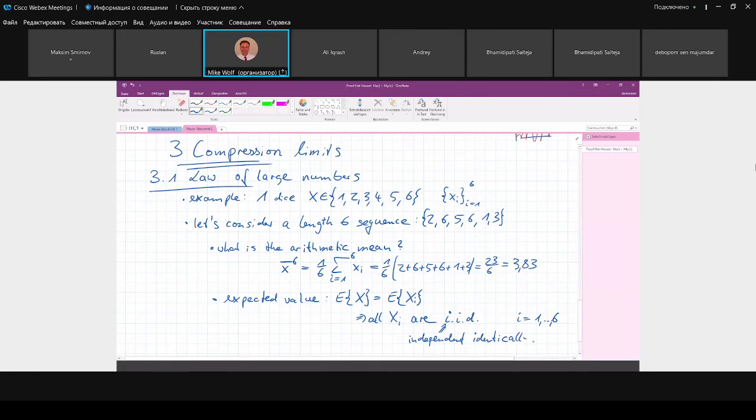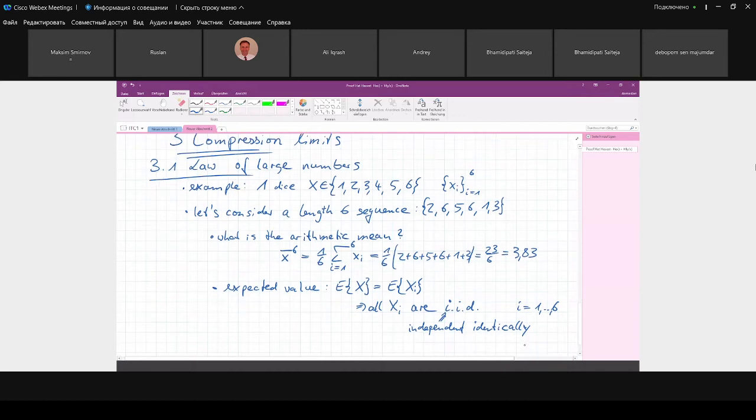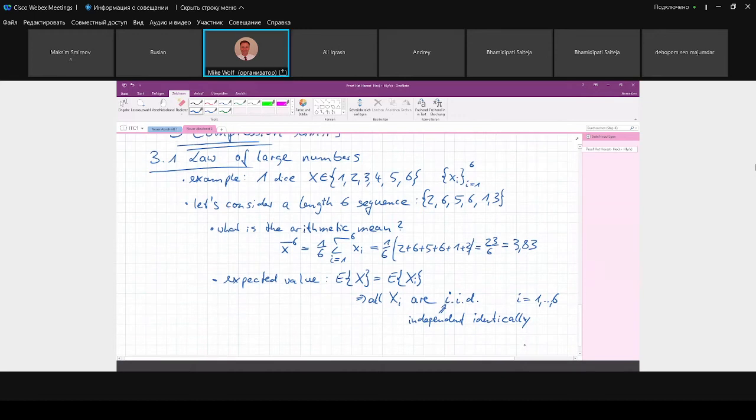And all these x are identically distributed. What does it mean? They all have the same distribution, so the same probability mass function. It's a dice. And this value is, of course, 1 plus 2 plus 3 plus 4 plus 5 plus 6 divided by 6, because all have the same probability. And then we end up with 3.5.